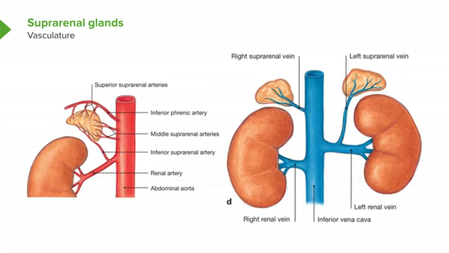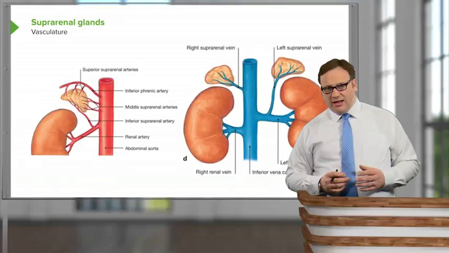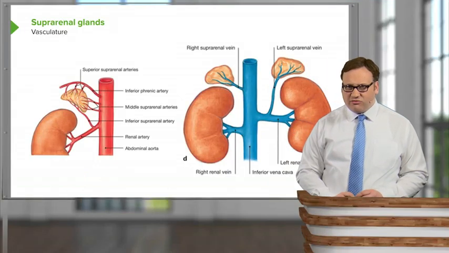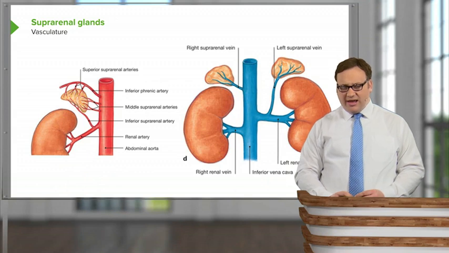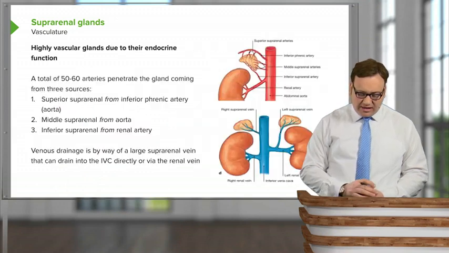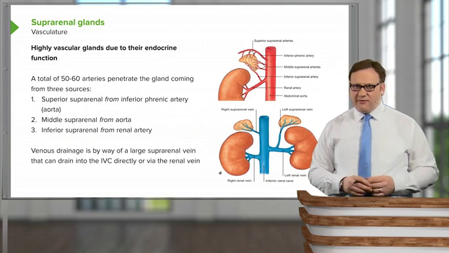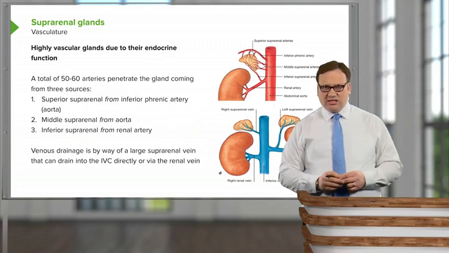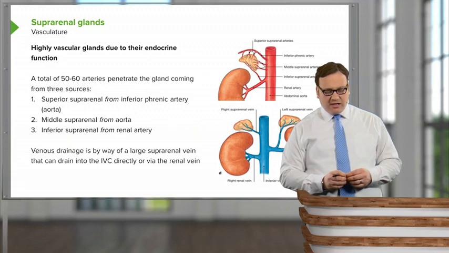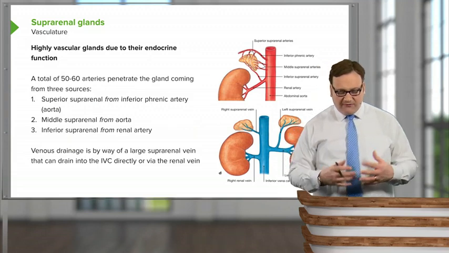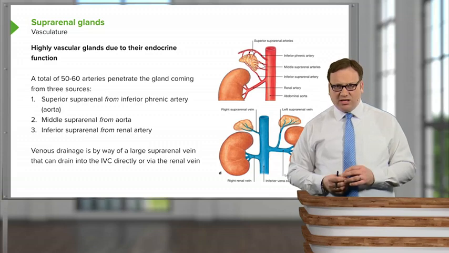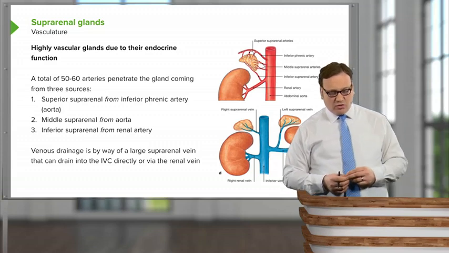The vasculature of the suprarenal glands is complex, and essentially there are about 3 arteries that supply each of the suprarenal glands. It's a highly vascular organ because it's endocrine in function, releasing hormones into the bloodstream. And in total, there's about 50 or 60 tiny branches coming from these 3 sources.